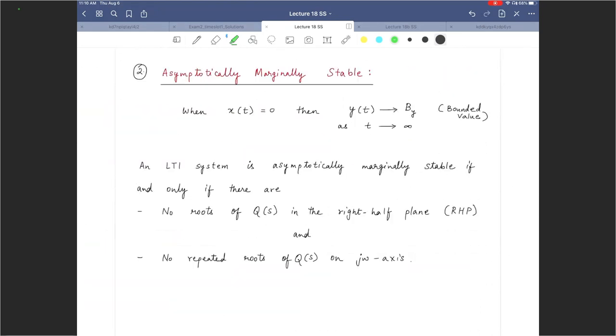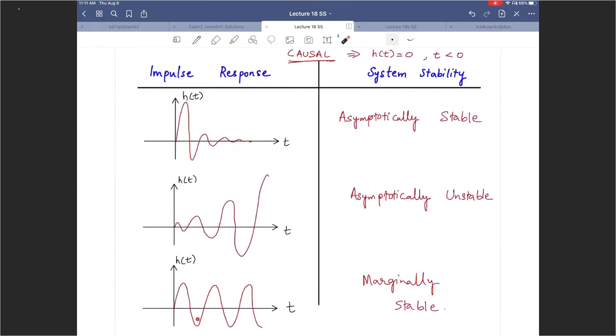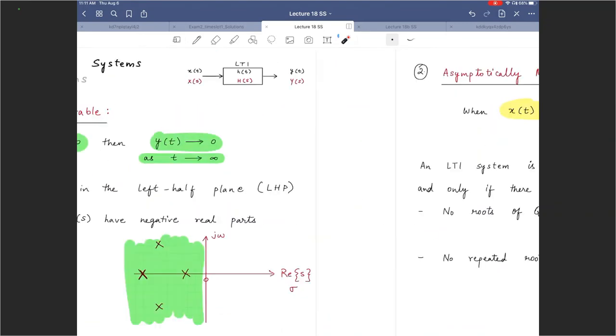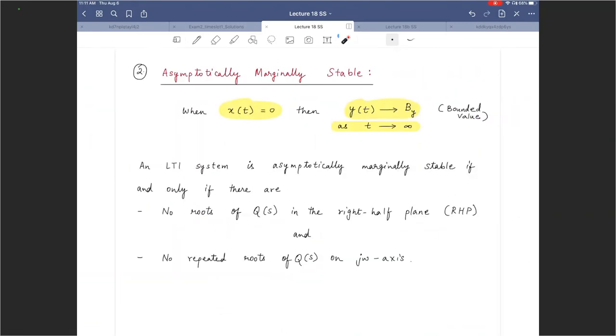Asymptotically marginally stable, right? As time goes to infinity. So let me use some color between green and red. Let me use blue here, yellow here. If you take away the input x of t to 0, then as time goes on to infinity, y of t doesn't become 0, doesn't become infinity. It actually becomes a bounded value. The way we have shown earlier with oscillations, right? Oscillations keep going on in the last case here. So that's asymptotically marginally stable behavior. Bounded value for y of t.